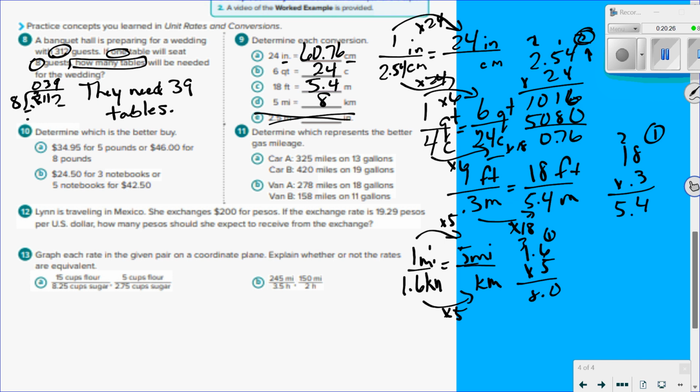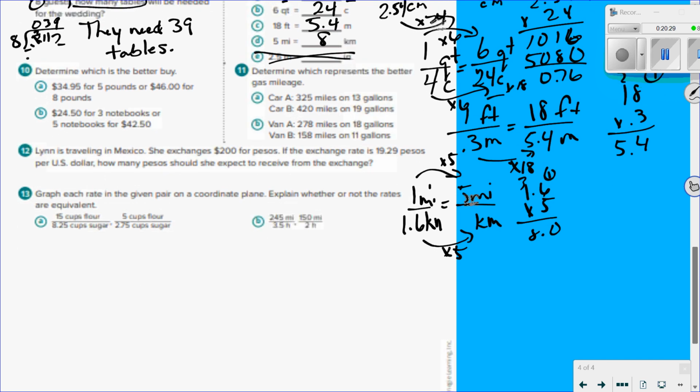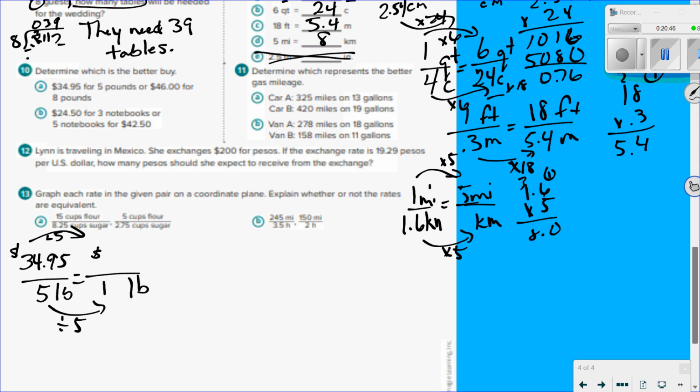Number 10. I have room down here, so I'm going to come down. So 34.95 for 5 pounds. And I want to know which is a better deal, so I'm going dollars per pound. 5 is going to be easier, so I'm going to divide by 5. So I'm going to do 34.95 divided by 5. Won't go into 3. 34 is going to go 6 times. Gives me a 4. Bring down my 9. That's going to be 9. 45 gives me a 9. So this one is going to be $6.99 a pound.